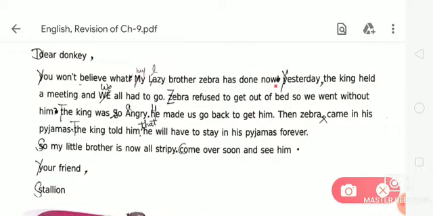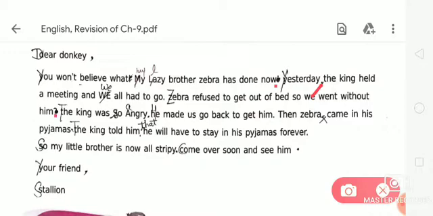After that, there is a full stop. And now the next word after the full stop will be in a capital letter. Okay, so Y in capital letter. Yesterday the king, after yesterday we will put a comma. The king held a meeting and we, so W will be in a small letter. We all had to go, full stop. After that we will write the first letter in capital, zebra, so Z will be capital. Okay, zebra refused to get out of bed, so we went without him.